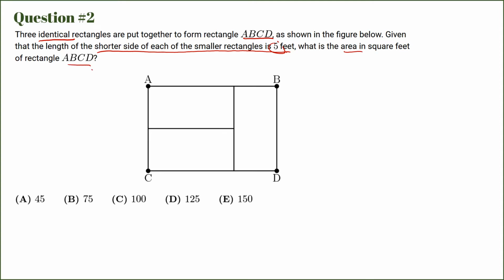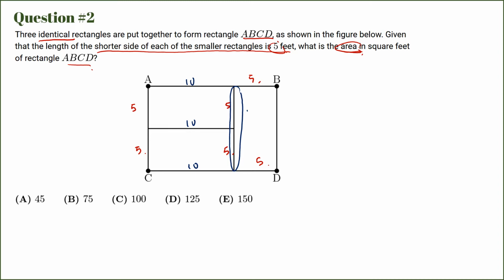Okay, well let's label all the smaller sides we can find. So that would be 5 feet here, 5 feet here, 5 feet here. And here, 5 feet here, 5 feet here. So from this, we can see that one long side is 10 feet. So this would be 10 feet, this would be 10 feet, this would be 10 feet, and this would be 5 feet like before.